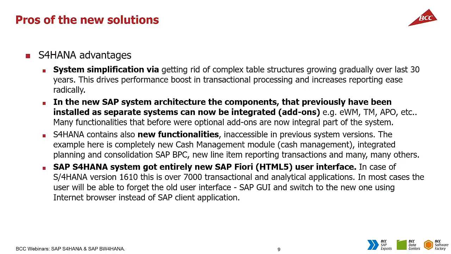Additionally, in the new SAP S/4HANA system, some architecture components that were previously installed as separate systems can now be integrated, or even sometimes are integrated by default inside S/4HANA. So, for example, enhanced warehouse management, travel management, or advanced planning and optimizing can be done on the same system where ERP sits, as add-ons, so they can now be an integral part of the system.